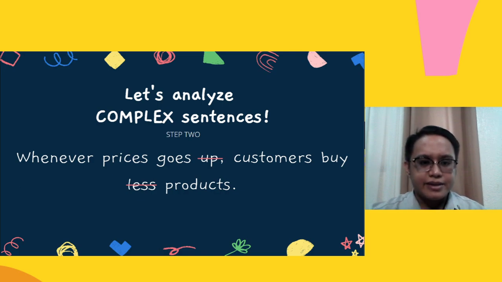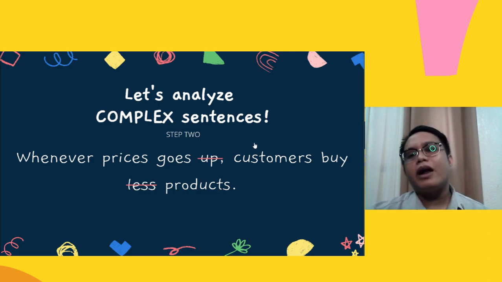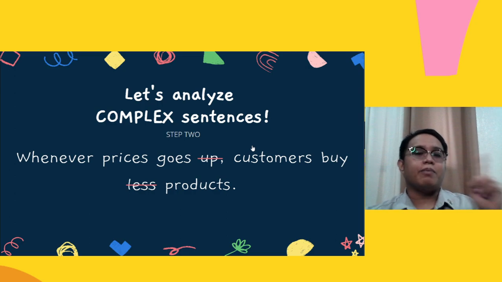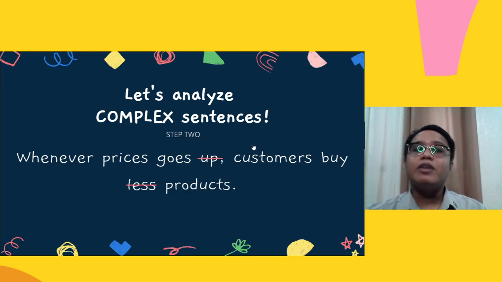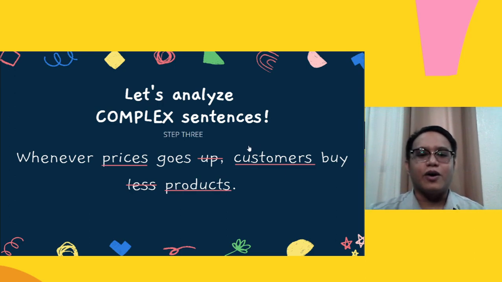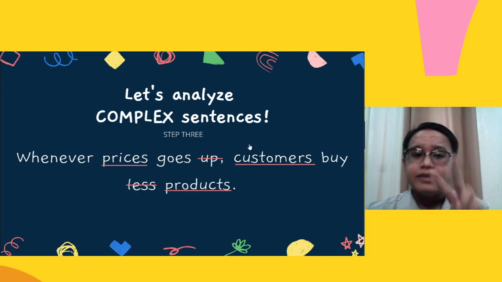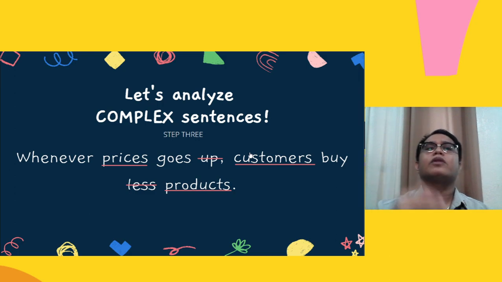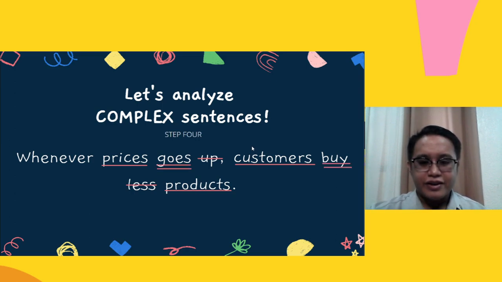Okay? Next, step number 3, underline once all nouns. So unsa itong mga nouns ani nga sentence? We have the prices, and we have the customers, and we have the products. So we underline them once. Okay? And step number 4, underline twice all verbs. So what is the verb that we are going to use here? So we have the goes and the buy. Very good. So that's it.